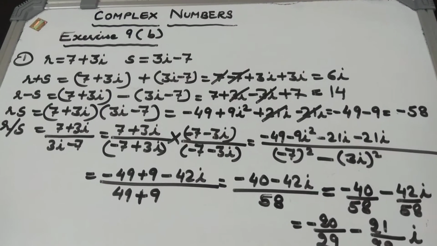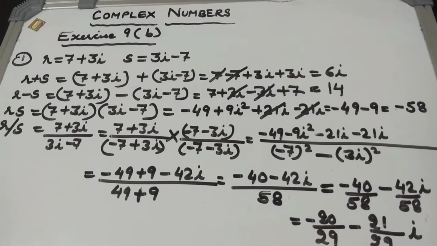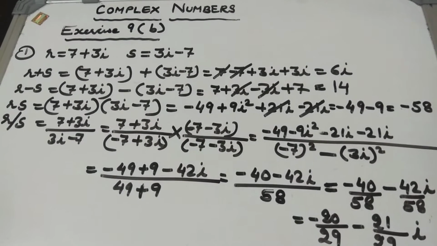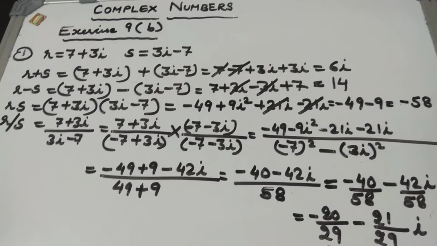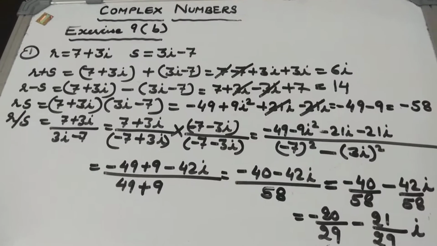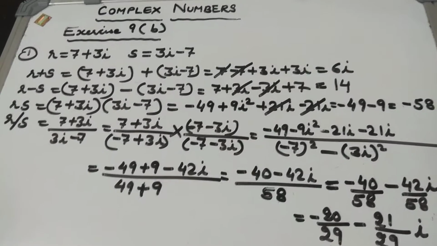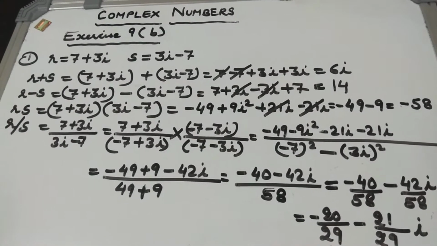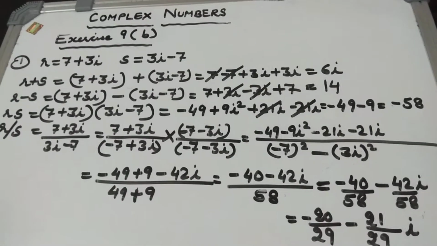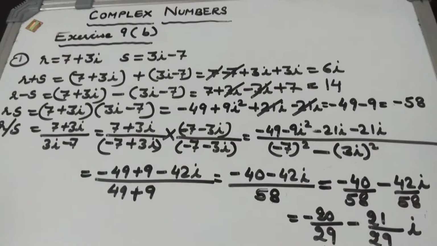Now, children, I am doing exercise 9b for you. We have already discussed operations on complex numbers: addition, subtraction, multiplication, and division. All those operations and the algebra of complex numbers we have learned just now. Now, we are going to make use of these things in question number 1.